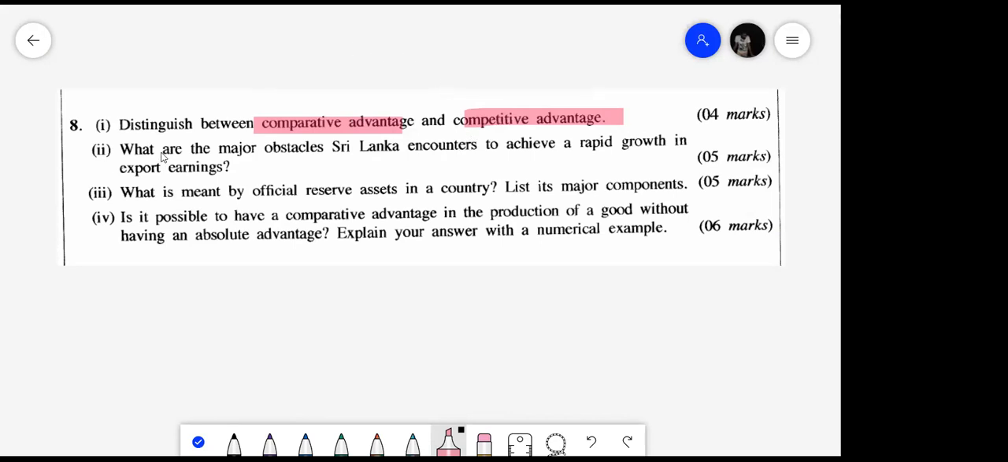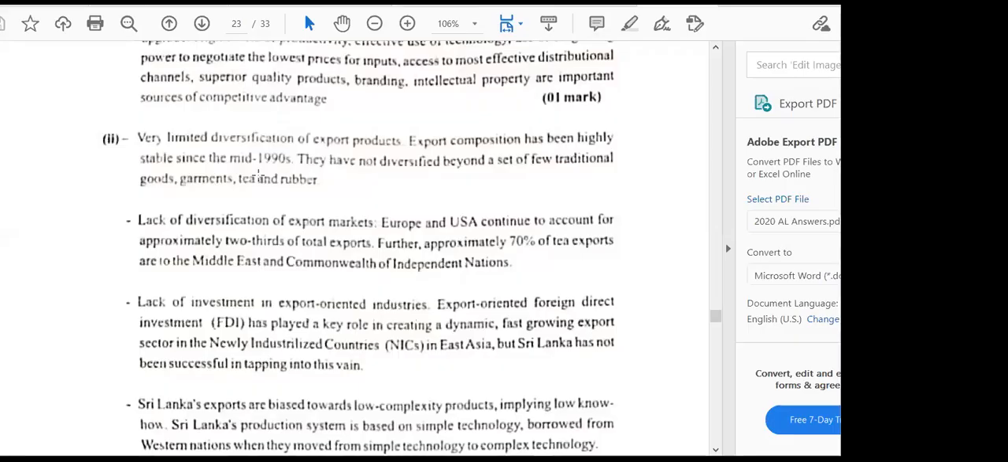Okay. And then the second one, major obstacles Sri Lanka encounters to achieve rapid growth in export earnings. The same thing that we would have discussed before, right? I'll just go through the answer. Lack of diversification to different things. So high labor intensive, our prices are maybe comparatively high. So I'll just go through here. Okay, so the answer is not that clear, guys.